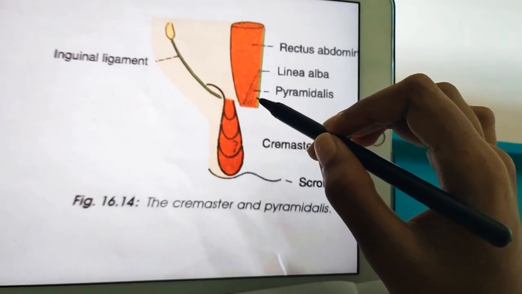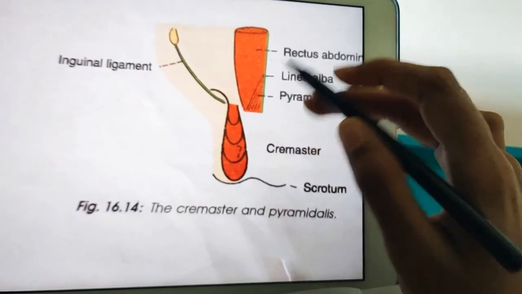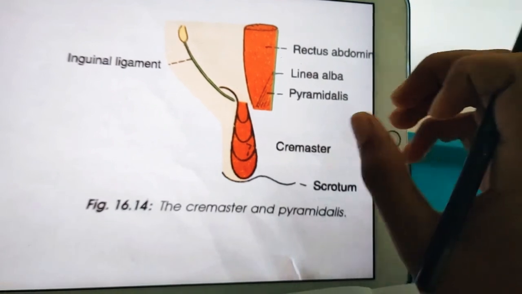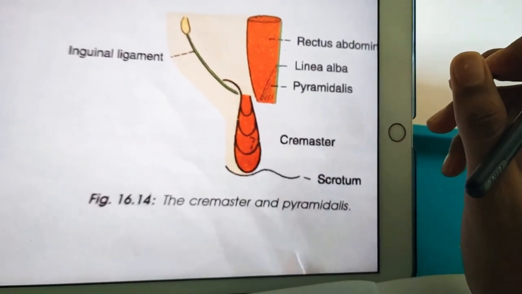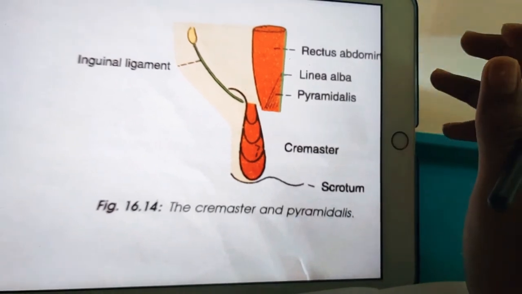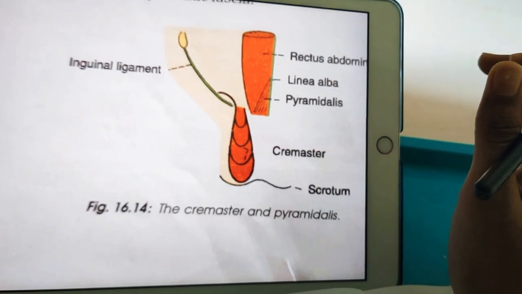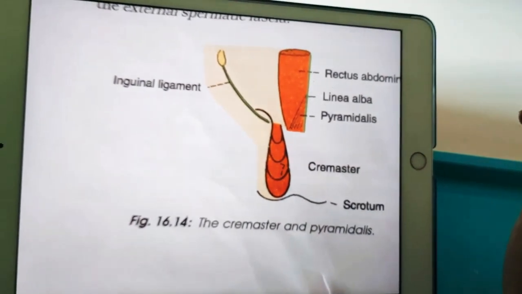It is said to be a tensor of the linea alba, but the need for such action is not clear. So it's like a vestigial muscle. It may be present in some. If it is not present, it is not going to cause much difference in human beings. So this is all about the anterior abdominal muscles. Next we'll start with the deep nerves and deep arteries of the anterior abdominal wall.